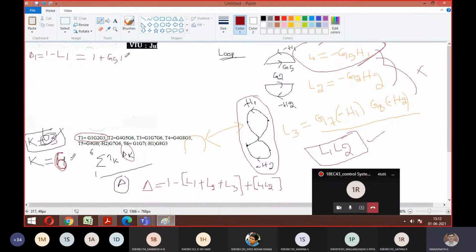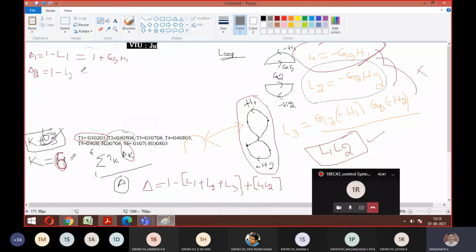Now tell me the answer for delta 2. If you are able to get this, then the rest is just substitution. Finding delta k itself is the task. So delta 2 means T2. Check T2: it's G4, G5 and G6. Compare here. G5 is there, L1 is touching, and G6 is also touching. Only L2 is left out. So we can conclude 1 minus L2.